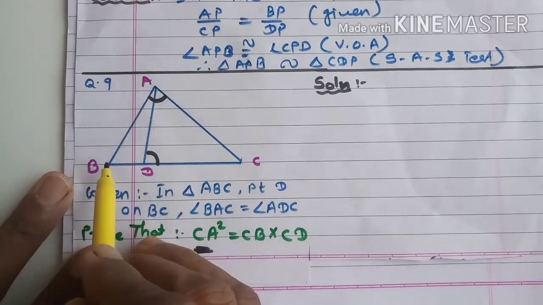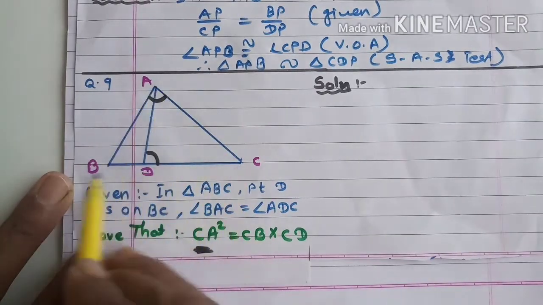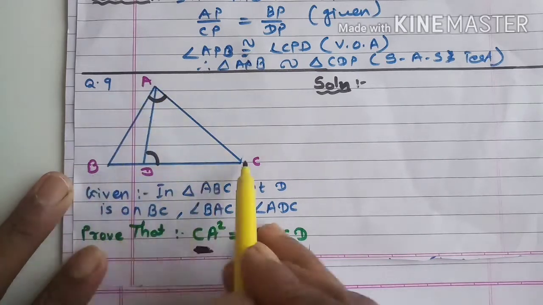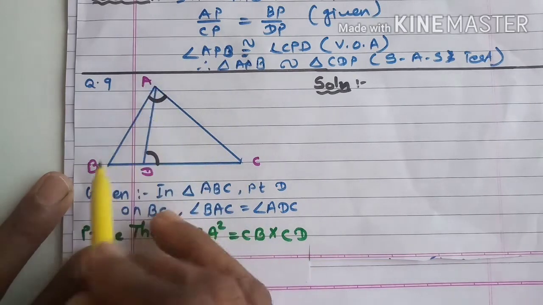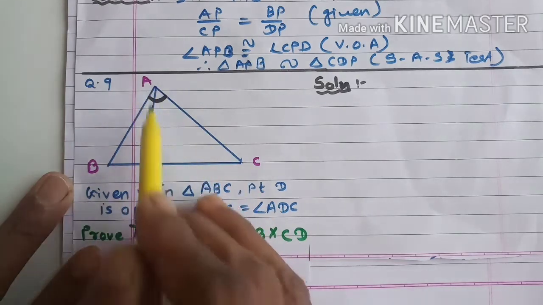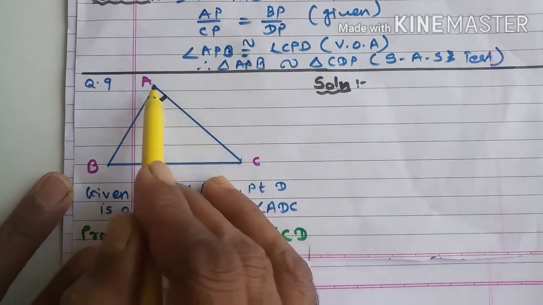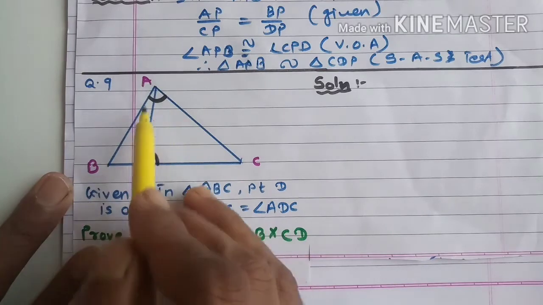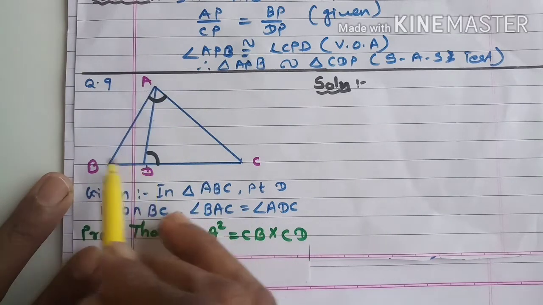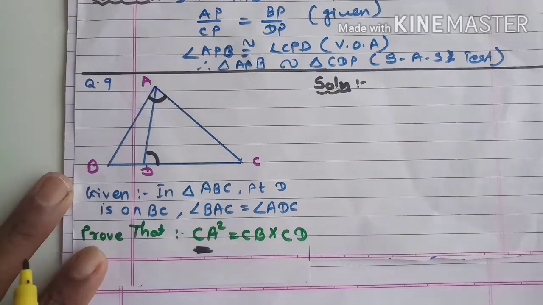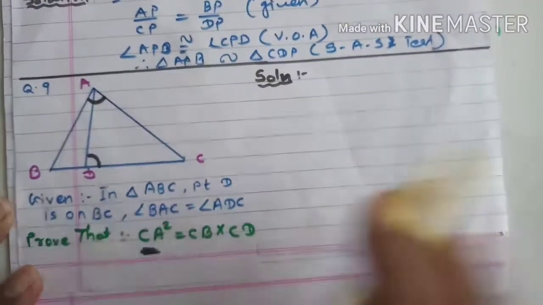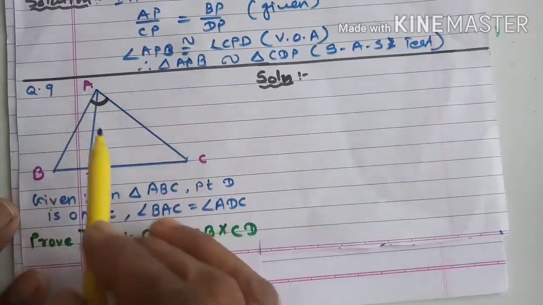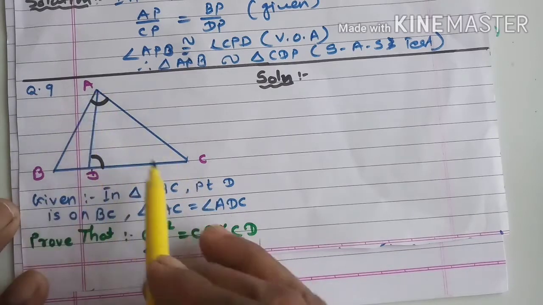The first triangle is BAC, means ABC, having side CA, and the other triangle is ADB or ADC. It's ADC. Why? Because CA is there in ADC. In ADB, CA is not there. So which triangles do we have to prove similar? First the bigger one, ABC, and the second one is ADC.